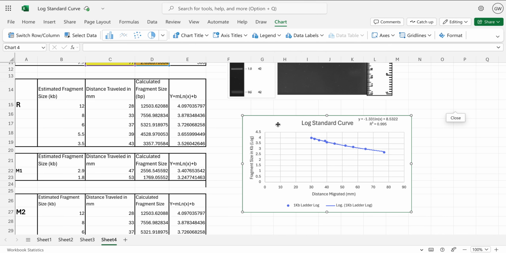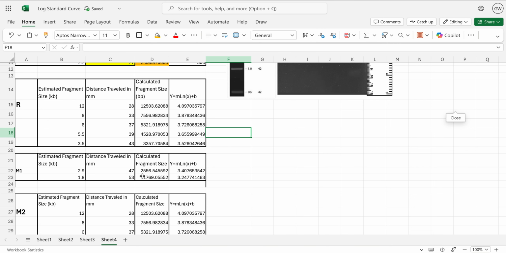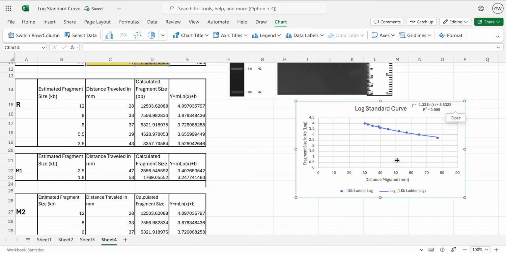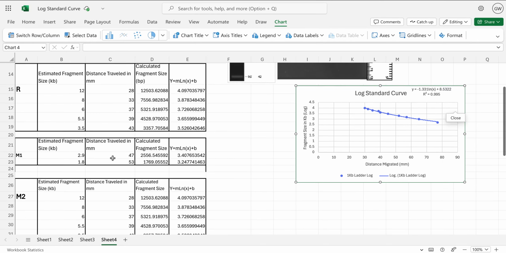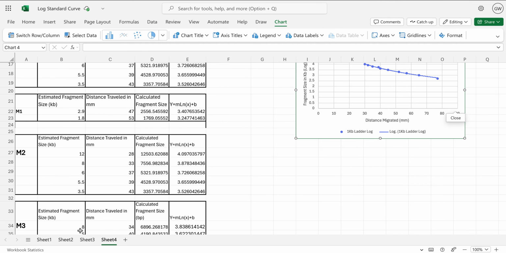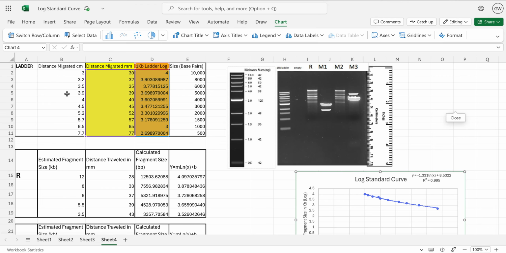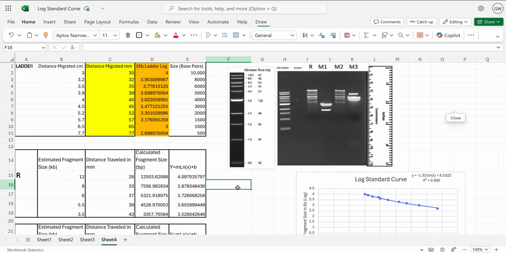But what I want you to turn in, I need to see this. I need to see the equation. I need to see a table like this. I need to see a table like this for R1, M1, M2, and M3. And I need to see this up here. I need to see that you did the work.